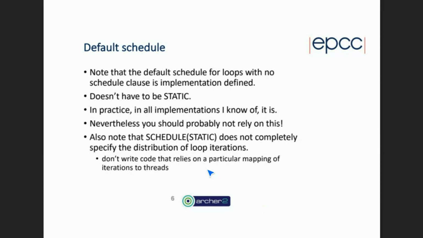And you should also note that schedule static doesn't actually completely specify the distribution of loop iterations. It doesn't specify exactly how you deal with any remainder, if the number of iterations doesn't divide exactly by the number of threads, it doesn't say how the remaining iterations at the end get dealt with. Normally that's absolutely fine, but you shouldn't write code that relies on a particular assignment of iterations to threads.